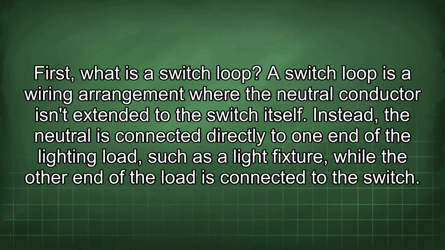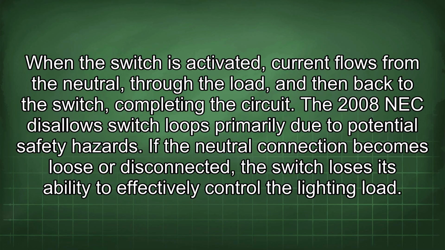First, what is a switch loop? A switch loop is a wiring arrangement where the neutral conductor isn't extended to the switch itself. Instead, the neutral is connected directly to one end of the lighting load, such as a light fixture, while the other end of the load is connected to the switch.